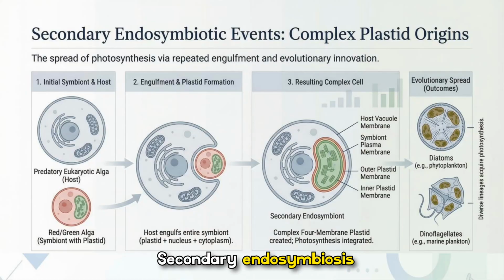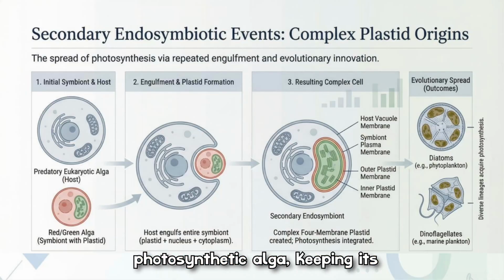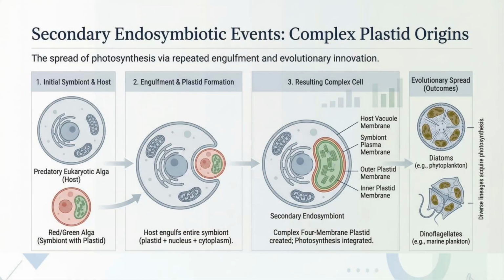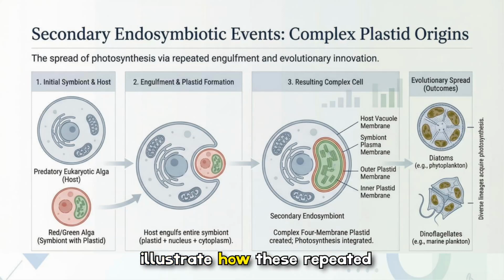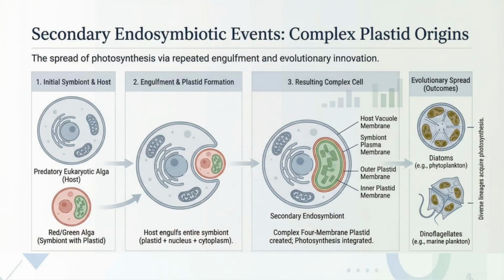Secondary endosymbiosis explains how photosynthesis spread across diverse lineages. A predatory eukaryote engulfs a photosynthetic alga, keeping its plastid plus membranes, which leads to complex plastids surrounded by additional membranes. The images illustrate how these repeated events produce the diverse photosynthetic lineages we see today, like diatoms and dinoflagellates.